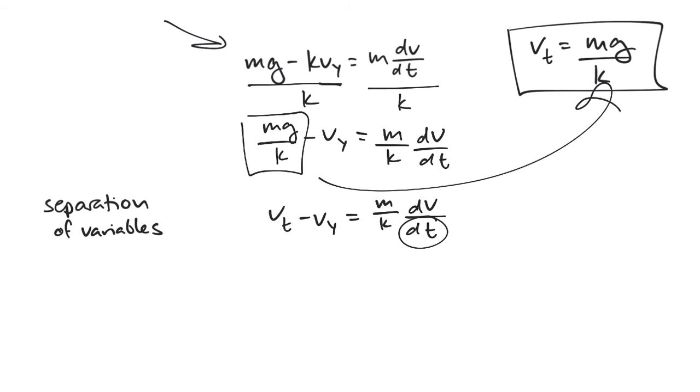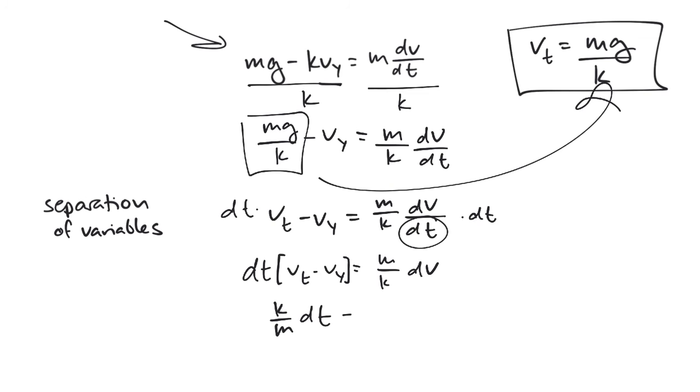Okay, so we're going to multiply by dt on both sides, and you get dt times (Vt minus Vy) equals m over k dv. But then we need to get all the velocities on the other side, so I'm going to split this as k over m dt equals dv over (Vt minus Vy). And then I'm going to take that to the next slide, that way I can solve it.